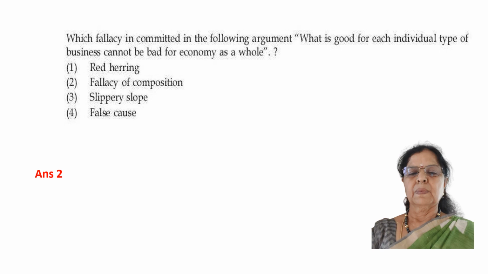One is red herring. Another type of fallacy is fallacy of composition. Another type of fallacy is slippery slope. And another type of fallacy is called false cause. Now we'll see what type of fallacy is committed here. Red herring is a type of fallacy where the attention is diverted from the real issue.